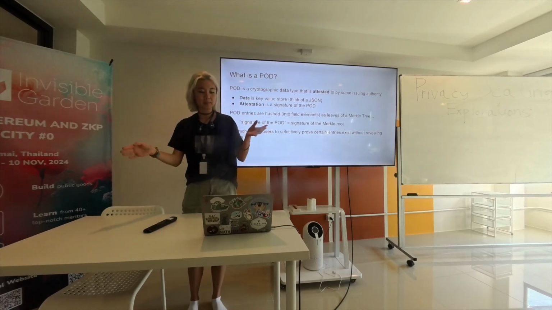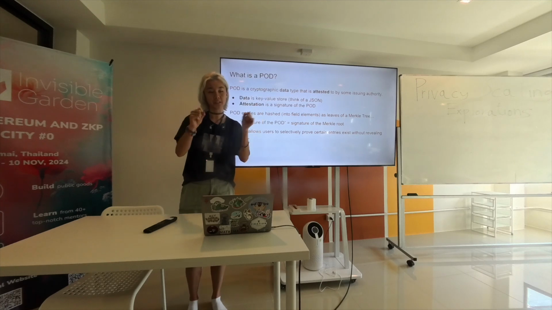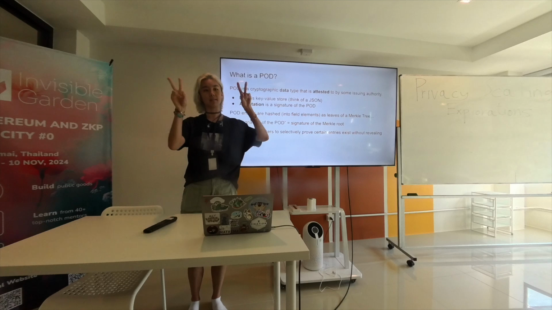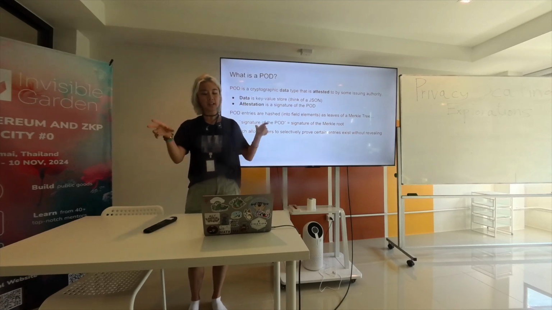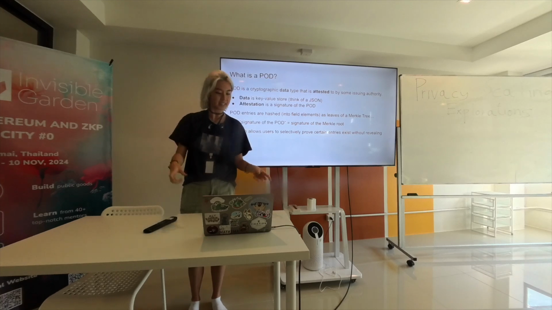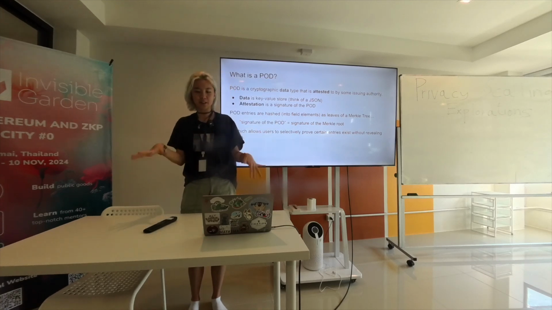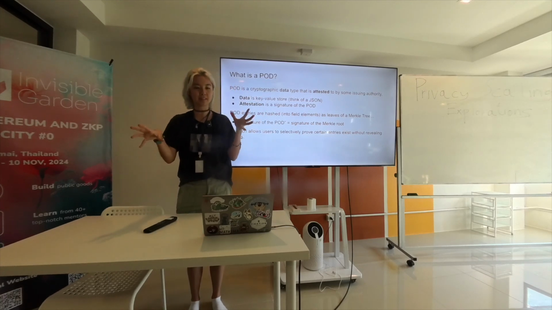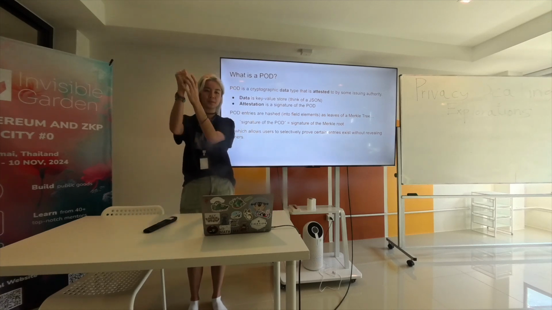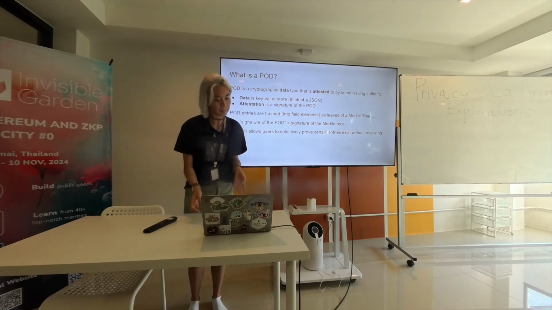In more detail, pod entries are first hashed into field elements so that you can feed them into circuits as leaves of a Merkle tree. And then the signature of the pod that I was referring to is just a signature of the Merkle root of that tree. Basically you have all the entries, you hash them to be compatible with circuit data types, and then you hash that up into a Merkle root that can identify what's inside the pod.